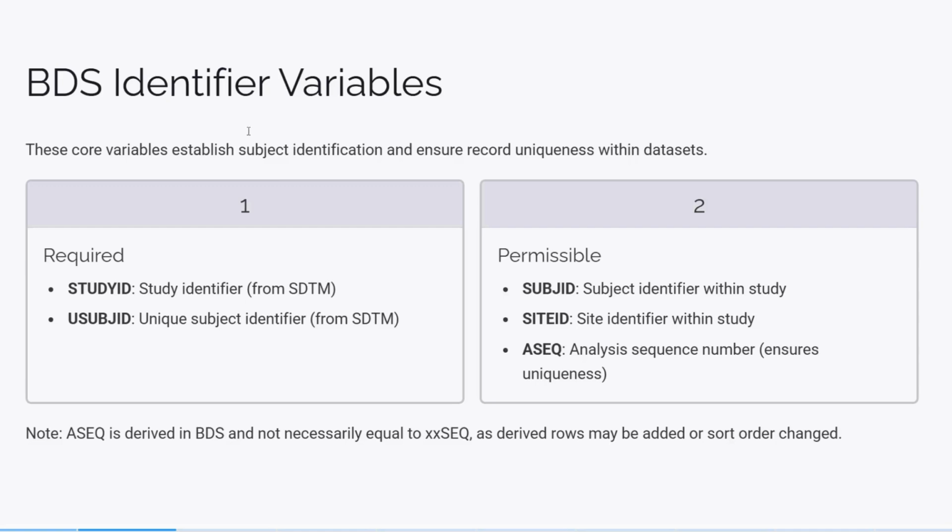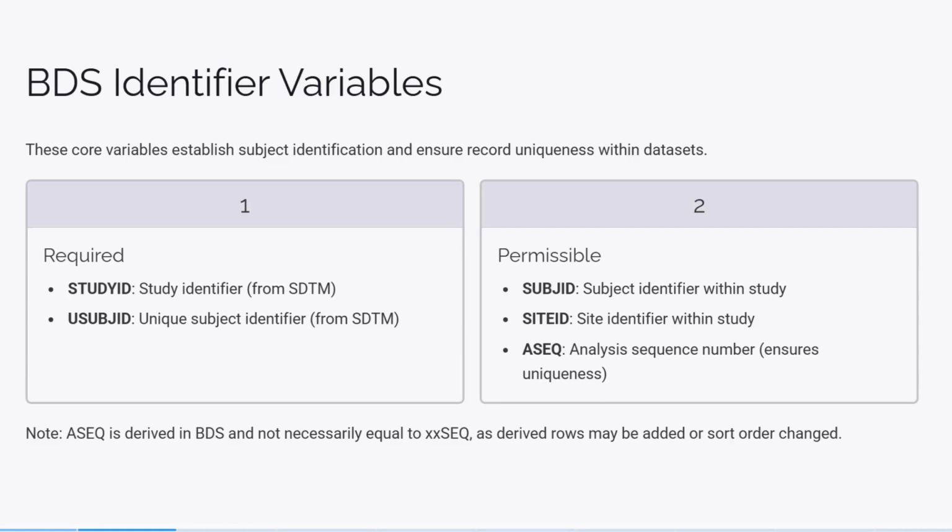So these core variables establish subject identification and ensure record uniqueness within the datasets. So here we have required variables, the study ID and unique subject ID. These are coming from SDTM, and we'll be having the permissible variables, subject ID, site ID, and analysis sequence number ensures uniqueness. So these are identifiers. So a sequence is derived in a BDS, not necessarily equal to the SDTM sequence, as derived rows may be added or sort order changed.